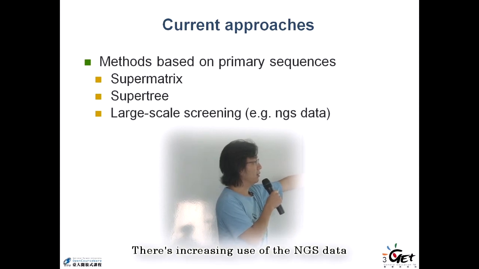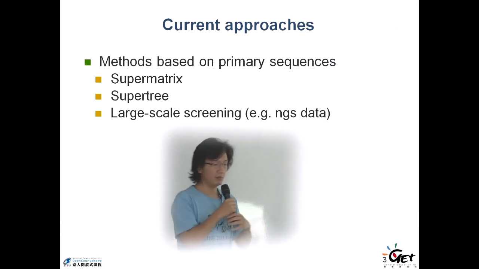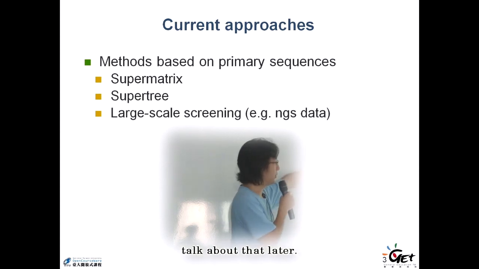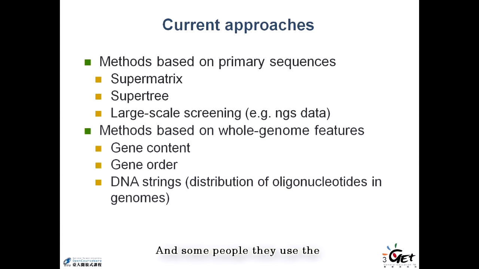And there's increasing use of NGS data to put into phylogenomics, and we'll talk about that a little. And some people use the whole genome features, but not the primary sequence data, like what are the genes, what category of the genes they have, and what is the order of the genes, or something else, to have a very broad idea about the relationship among the taxa. It's a different approach.